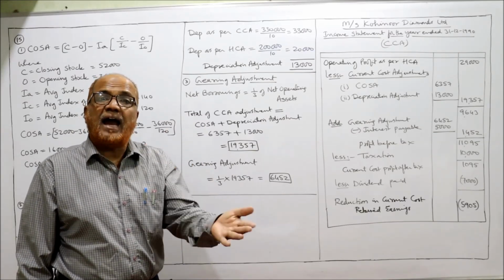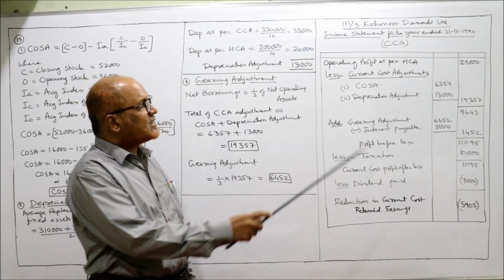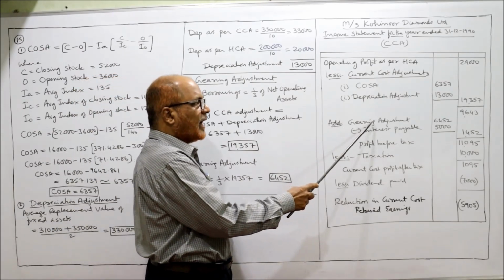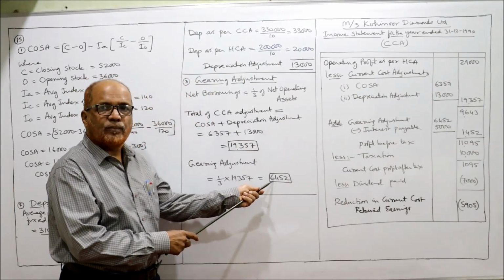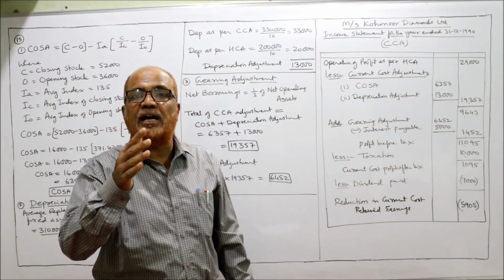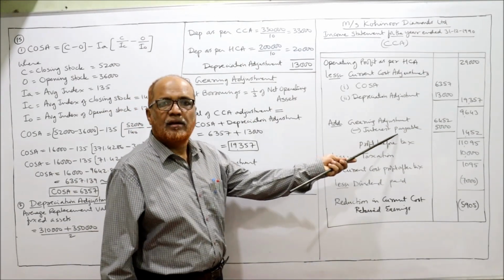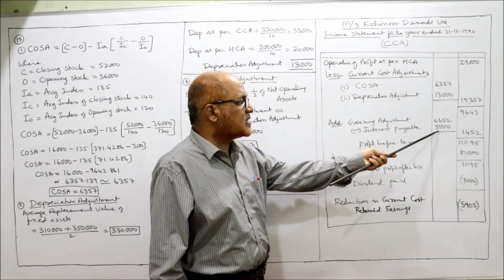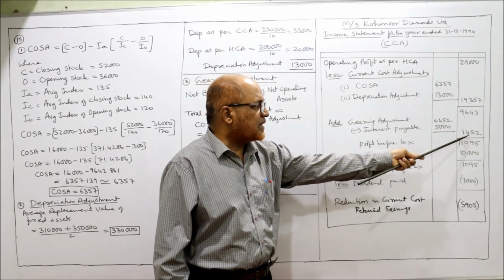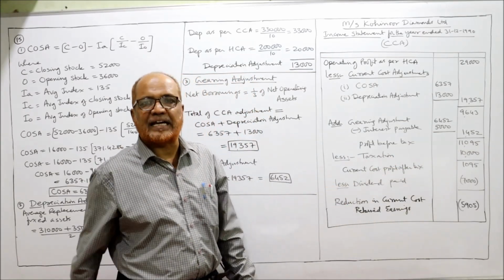To this we add the gearing adjustment. Remember, gearing adjustment should be added, whereas depreciation and CCA should be deducted. How much gearing adjustment? 6,452. But from the gearing adjustment we have to deduct the interest payable, given in the problem, 5,000. So net 1,452 in the outer column. Add up: 9,643 plus 1,452, 11,095. This is the profit before taxation.